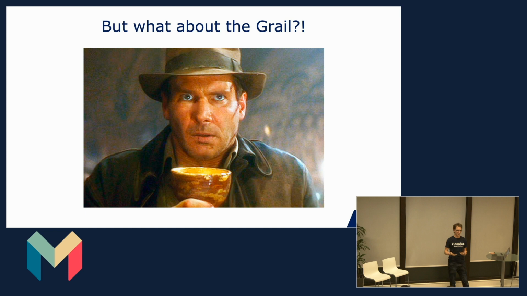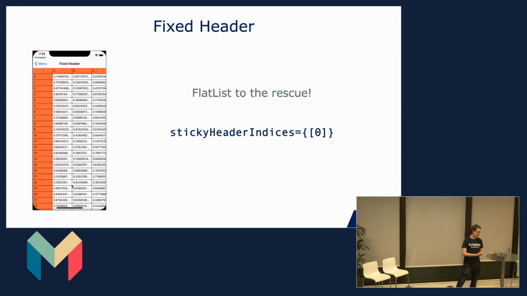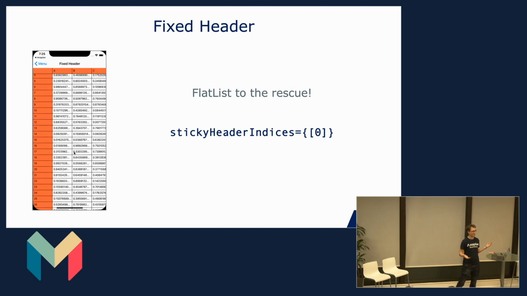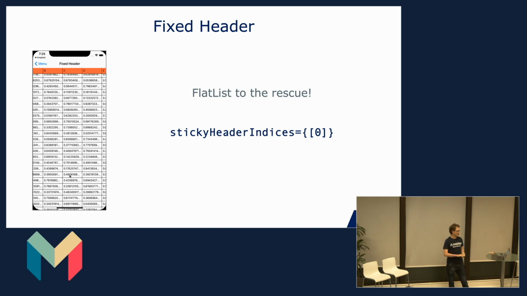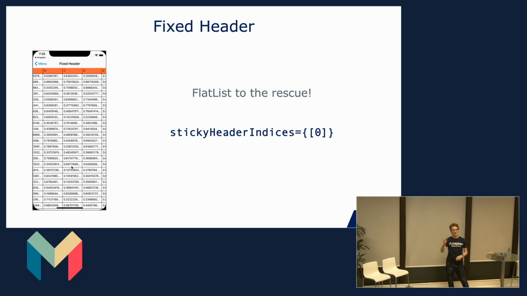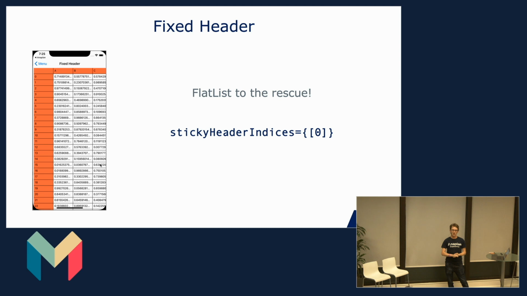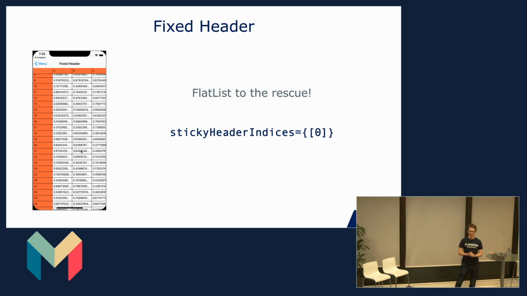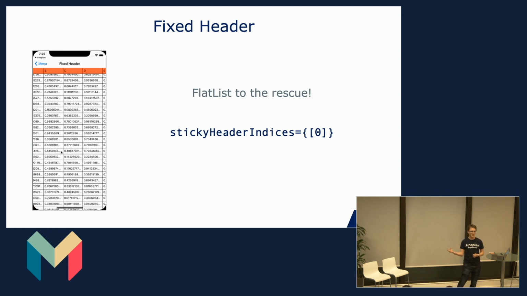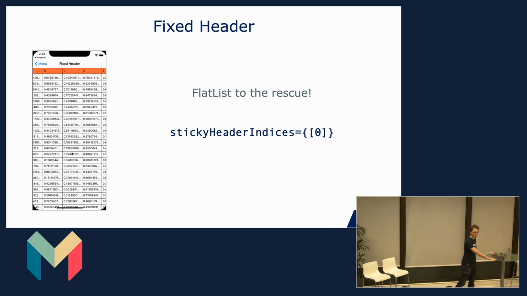So, where are we at with our Scrolly Grail? Well, we've got nice smooth scrolling. Great. So one problem down, 2 to go. So let's talk about the fixed header. Well, actually, the flat list comes to the rescue here. We have a prop on the flat list, which is sticky header indices, and gives us the number of rows at the top to stick to the top of the flat list. And that works great, as we can see in the GIF there. We've got our first row being stuck. Great. 2 problems down, 1 to go. I'm going to smash this talk. We'll all go to the pub early.